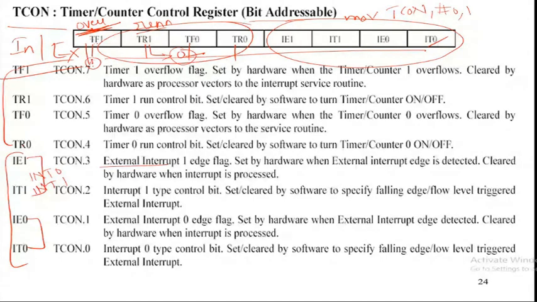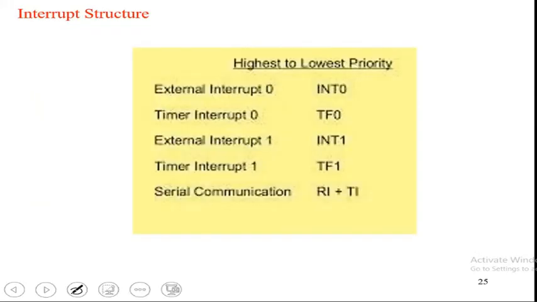It's a software interrupt. Okay, it's set by the software itself. That is automatically going to indicate that all the clock pulses are over. This is about the TCON register.